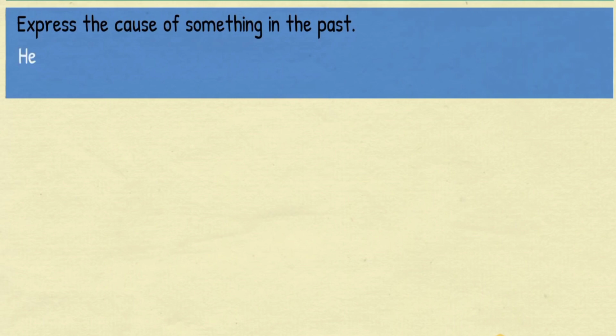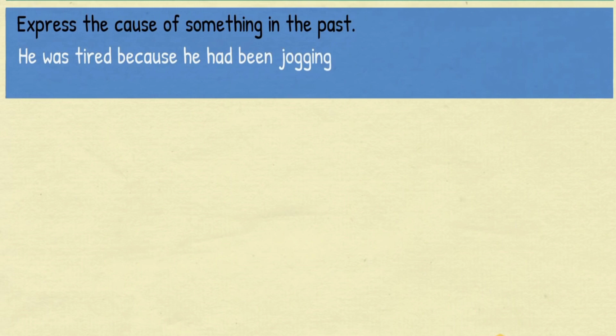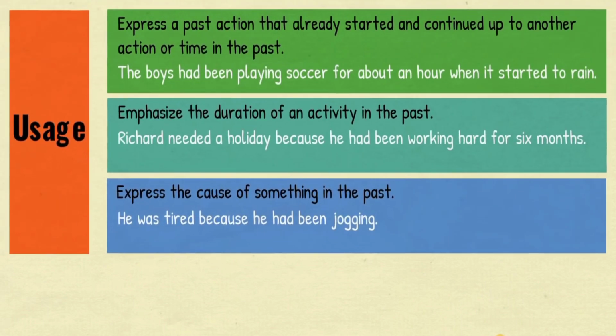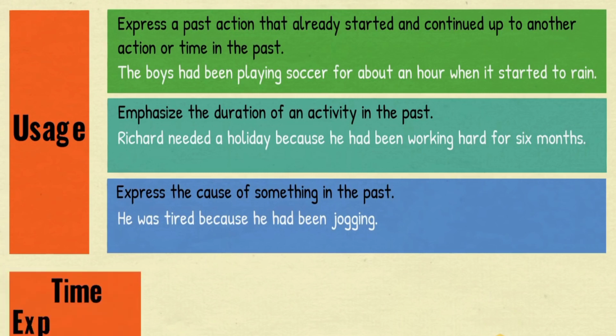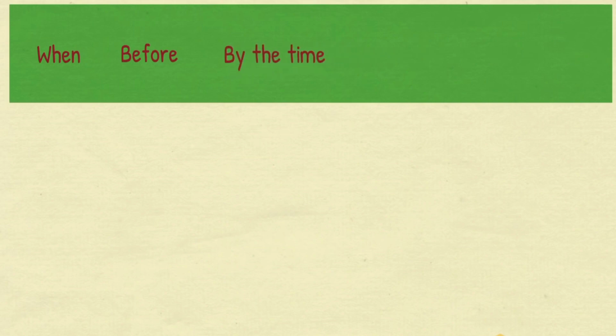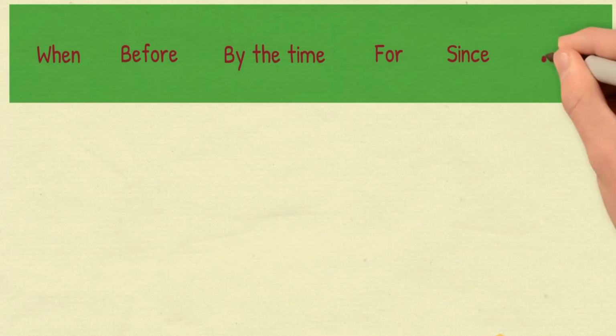Express the cause of something in the past. He was tired because he had been jogging. Time expressions: when, before, by the time, for, since.